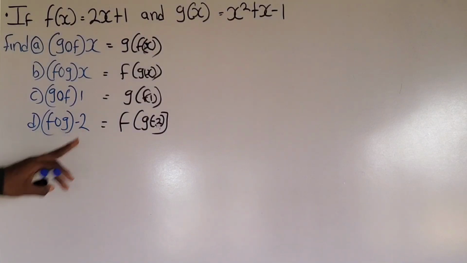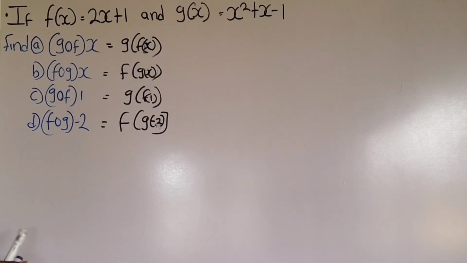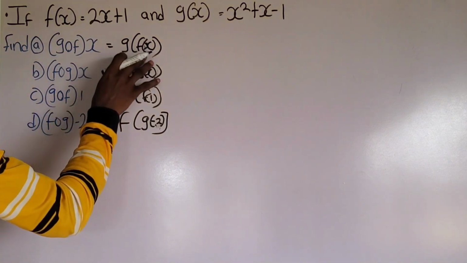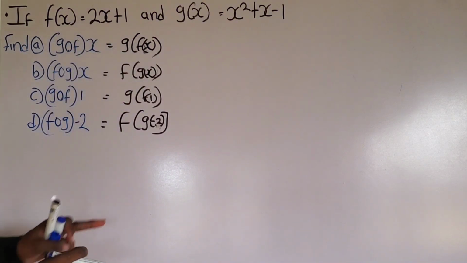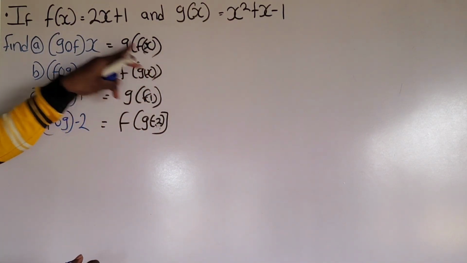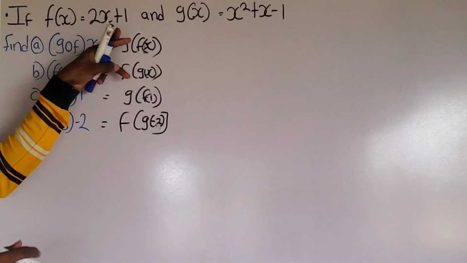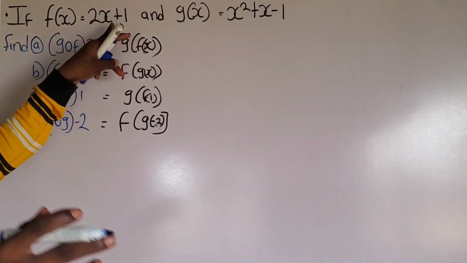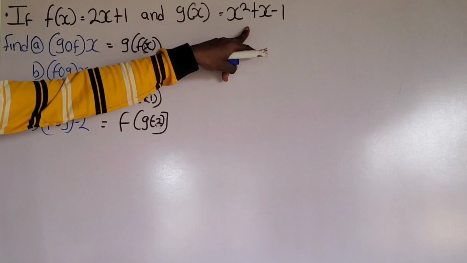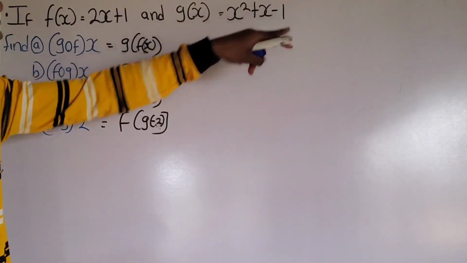Okay, so you can see the meaning. Okay, let's start with the first question. Please pay attention. The meaning of g of f of x is that, you know that f of x is 2x plus 1 and g of x is x squared plus x minus 1.